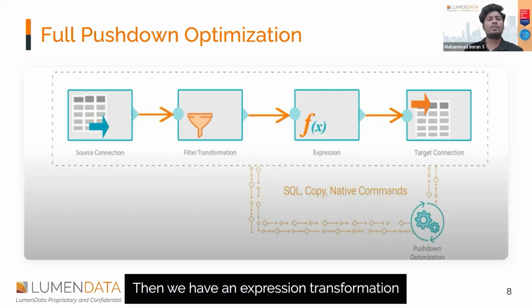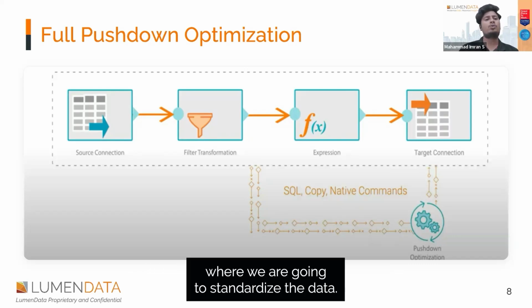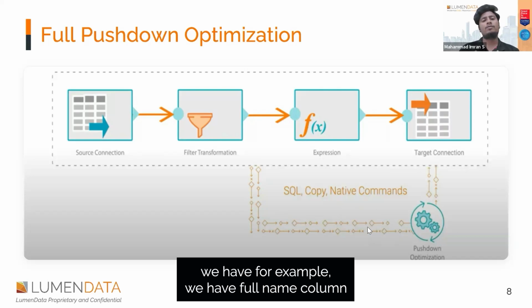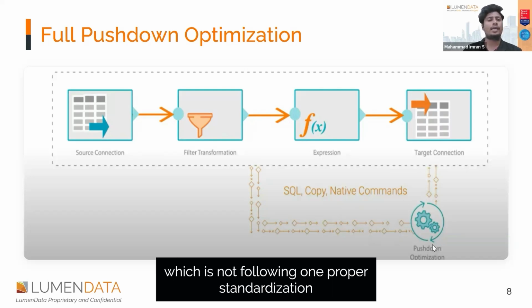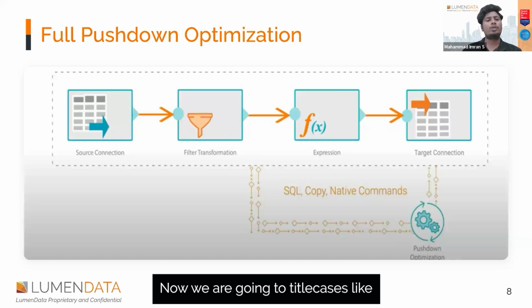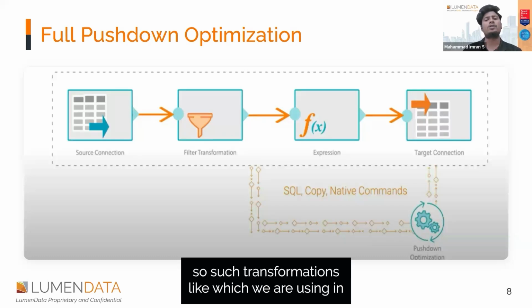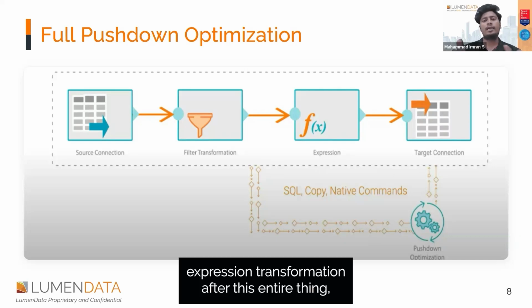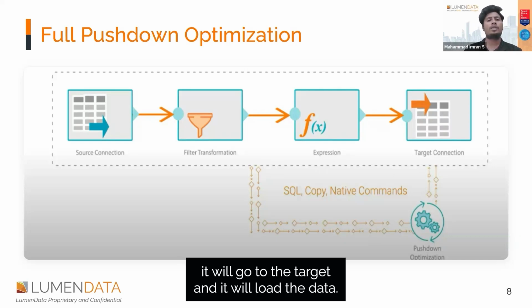Then we have an expression transformation where we are going to standardize the data. When I say standardize the data, for example, we have a full name column which is not following proper standardization. Now we are going to apply title case, such transformations which we use in the expression transformation. After this entire thing, it will go to the target and it will load the data.